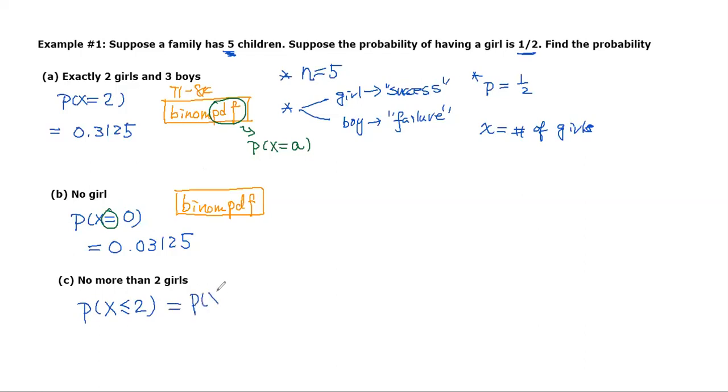You can write it this way. You can say, hey, this one is X equal to 0 plus X equal to 1 plus X equal to 2. Then you can use the binomial PDF 3 times, then add them together. But that's a lot of work. So that's why they have another function here in the calculator. We call this the binomial CDF.